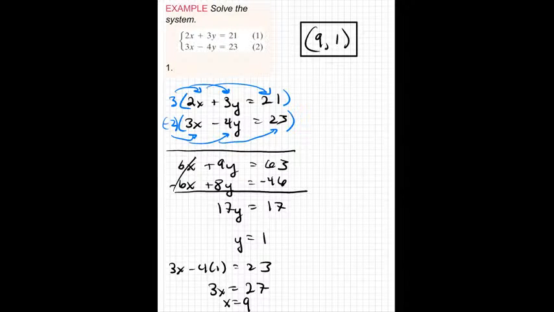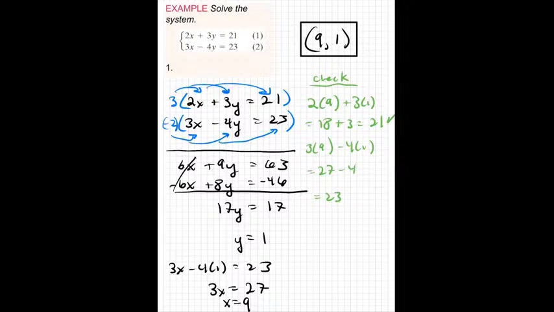Okay. So now we just want to check to make sure that it works. So then we're going to say 2 times 9 plus 3 times 1, right? That's going to be what? 18 plus 3, which is 21, and that's the desired result there. And then the second one's going to be 3 times 9 minus 4 times 1. That's going to be 27 minus 4, which is 23, and that is the desired result there as well.